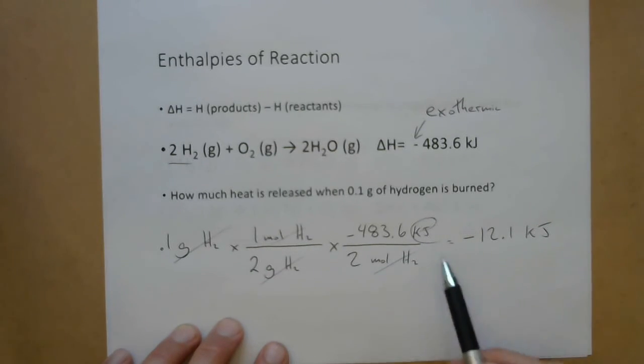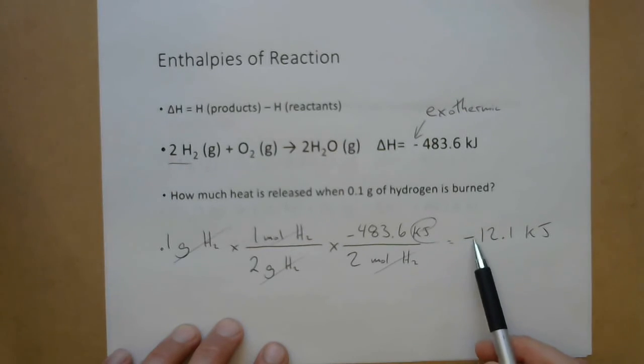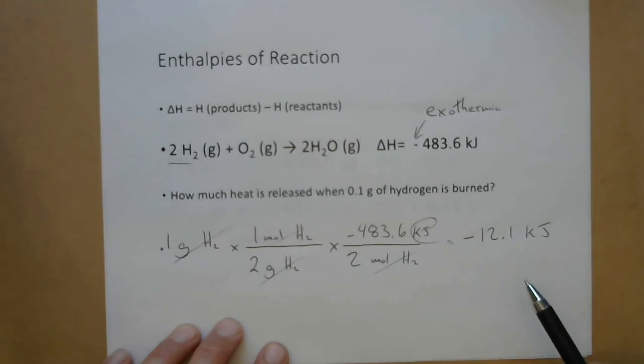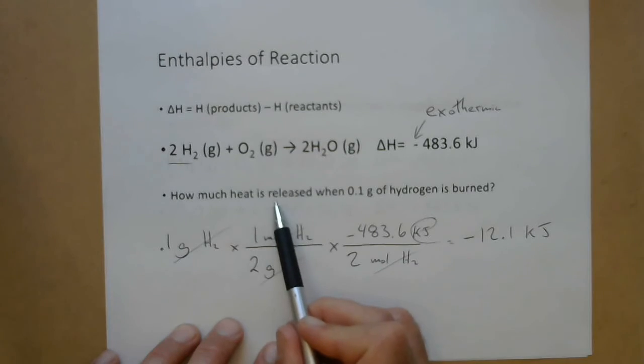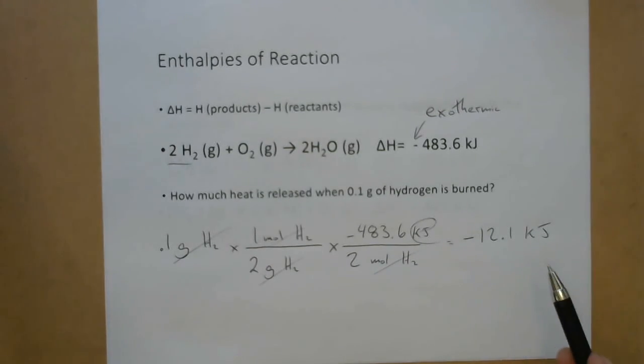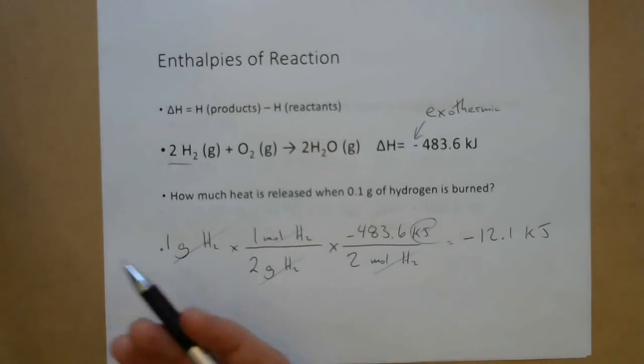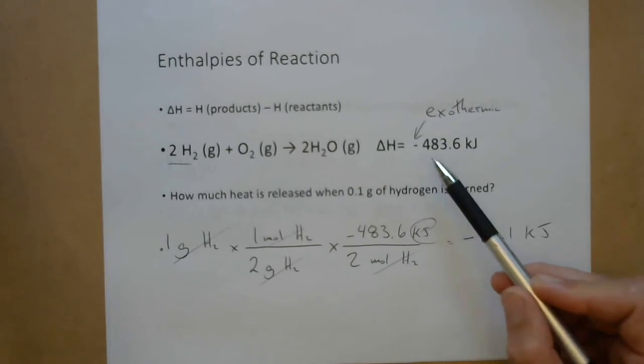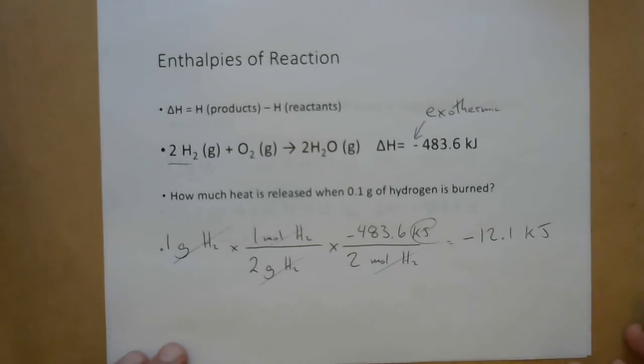You can do that either way. You can show it with the negative sign that it's being released, that it's an exothermic reaction. In a problem like this, you could also just say 12.1 kilojoules are released. That's what the negative sign is telling us. If it were an endothermic reaction, you'd do the process exactly the same. Just the sign here would be different because it's absorbing that amount of heat.